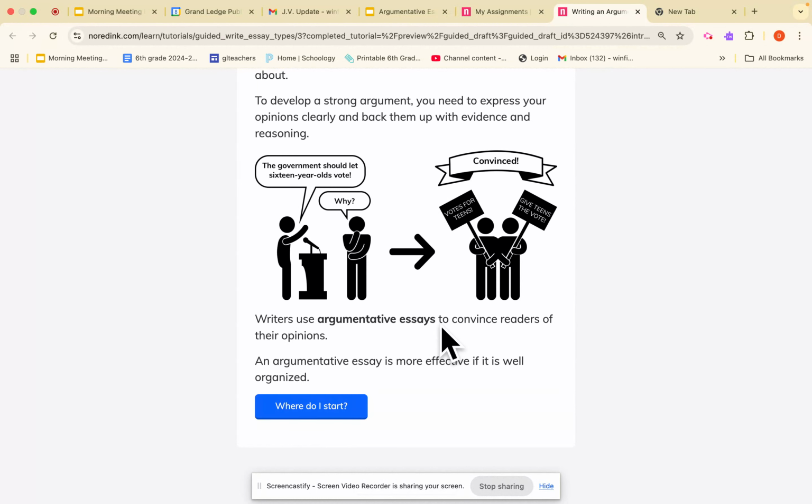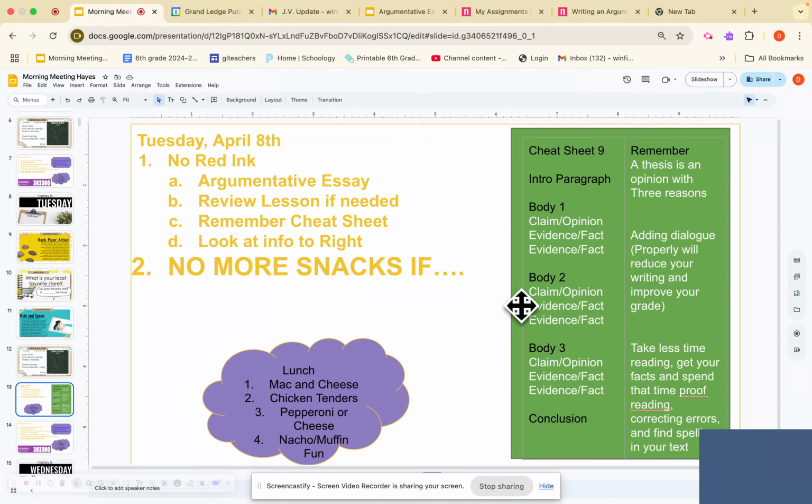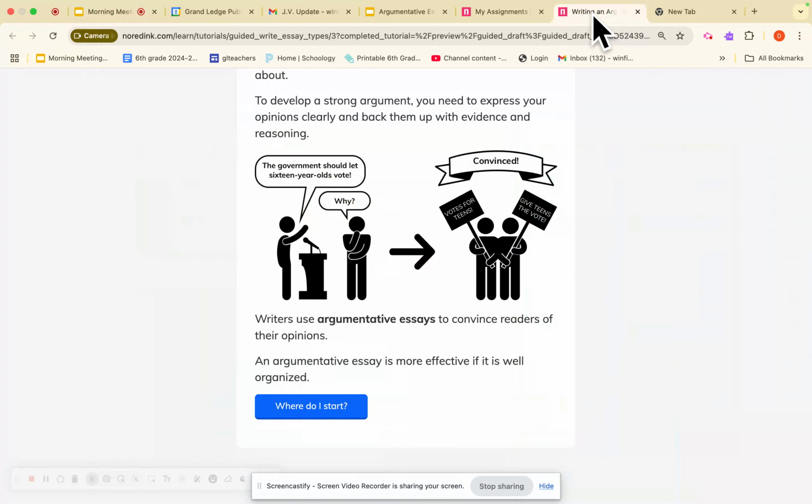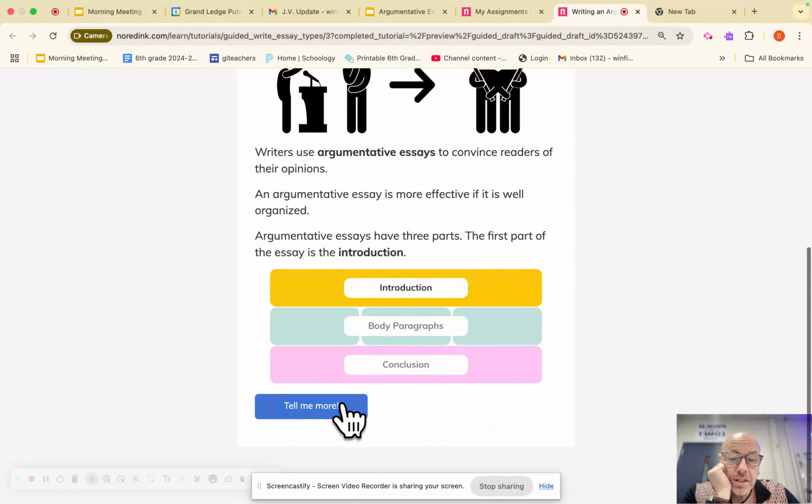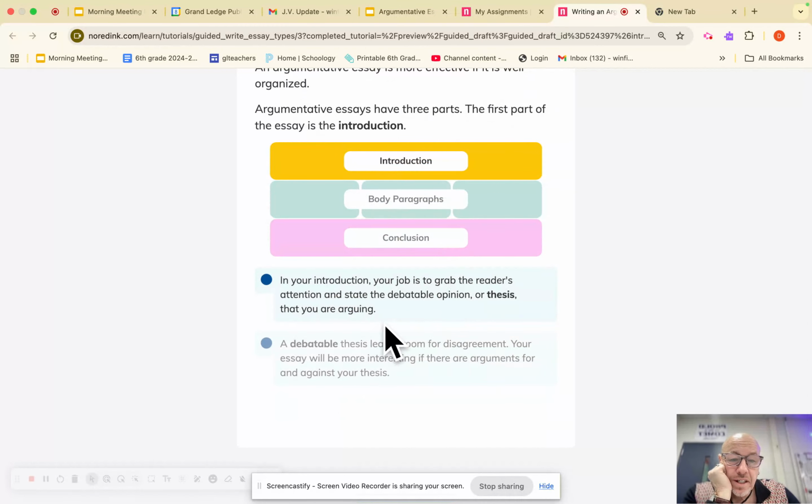Writers use an argumentative essay to convince readers of their opinions. An argumentative essay is more effective if it is well organized. That is going to be this organization right here. Okay, stick with that. Where do I start? Well, you're going to start with an introduction. Your introduction is going to grab the reader's attention and also have a thesis.